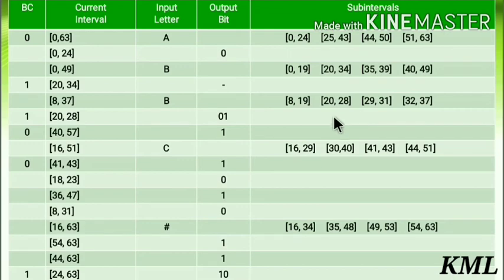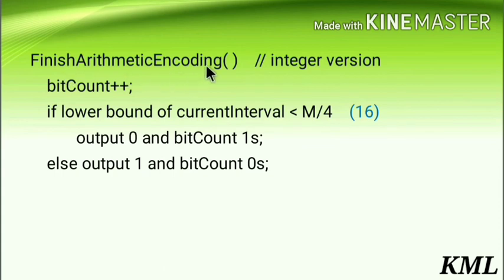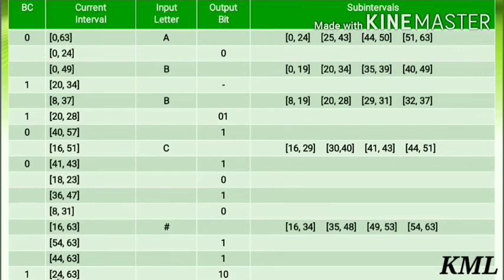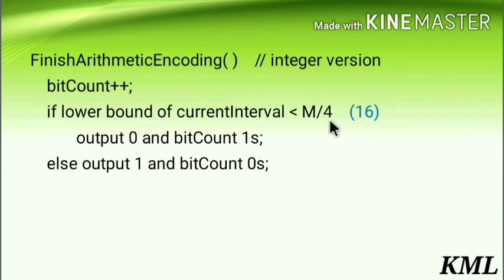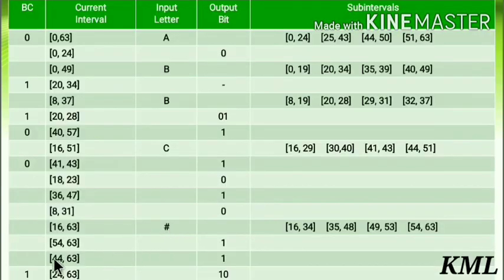Okay. So you stop and implement the last function, that is this one, finish arithmetic encoding. Okay. So what do you do? Increment bit count and check if lower bound of current interval is less than m by 4. Your m by 4 in this case is 16. So check this lower bound. It is 24, which is greater than 16. So this condition is not satisfied, the if condition. So you go to the else part. So you output 1 plus bit count number of zeros. So you have incremented your bit count. So your bit count is 1. So you output a 1 plus bit count number of zeros. Bit count is 1. So you output 1, 0.